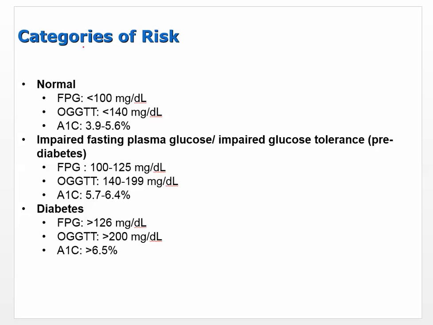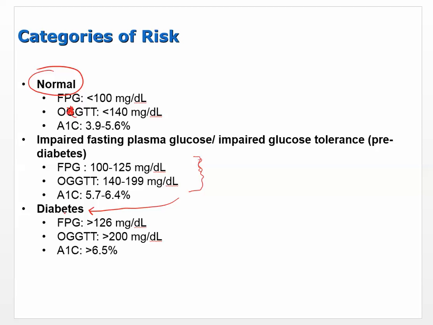Now, these categories of risk. So you've got normal, and then you have at risk. So normal is going to be a fasting glucose level of below 100 milligrams per deciliter, and in the oral glucose tolerance test, an oral glucose tolerance test of less than 140. And then you have this pre-diabetic range, where you have impaired fasting plasma glucose or impaired glucose tolerance. So this is where you're getting into the risk range. You're running the risk of developing full-blown diabetes.